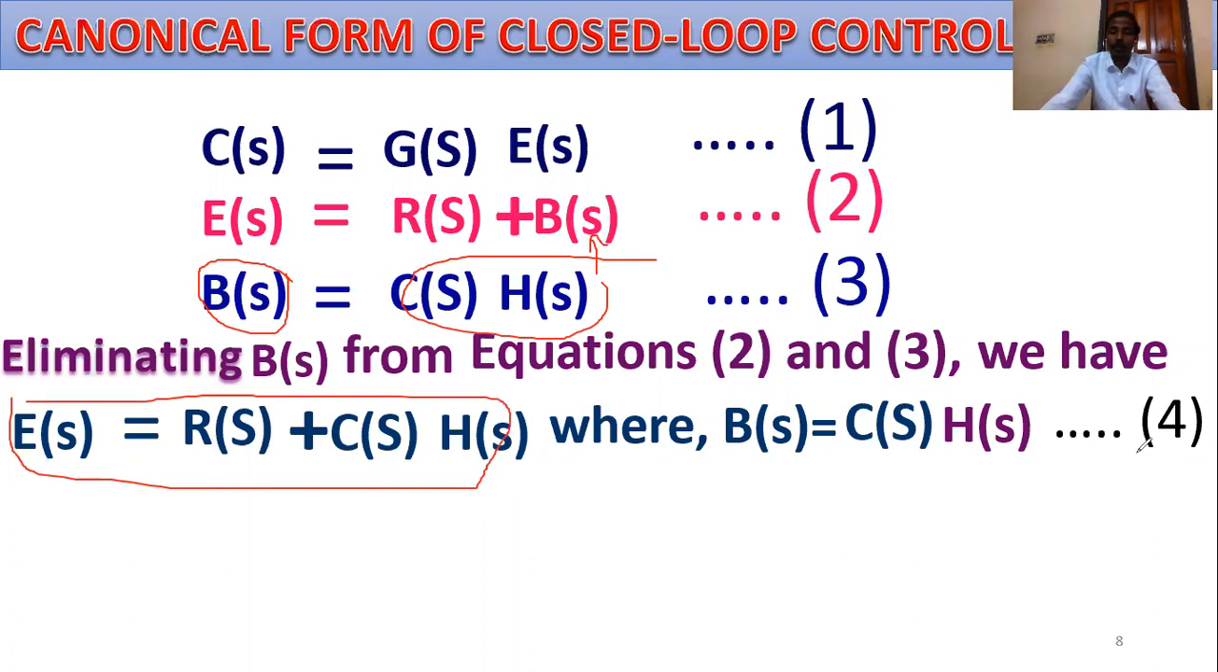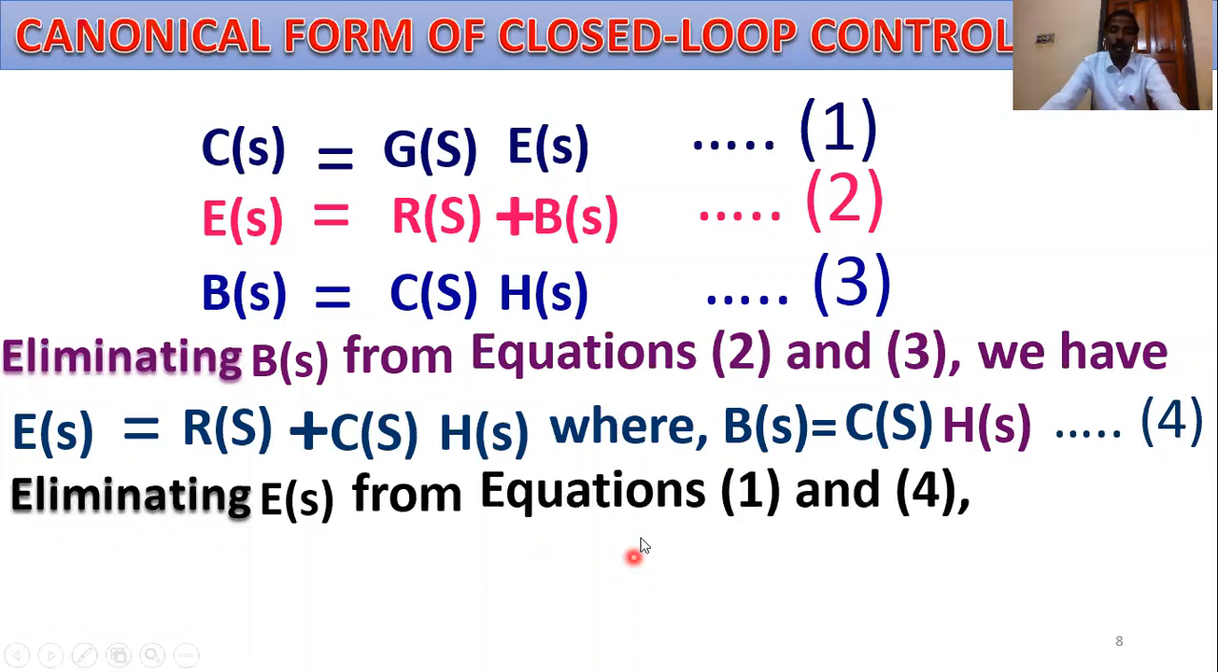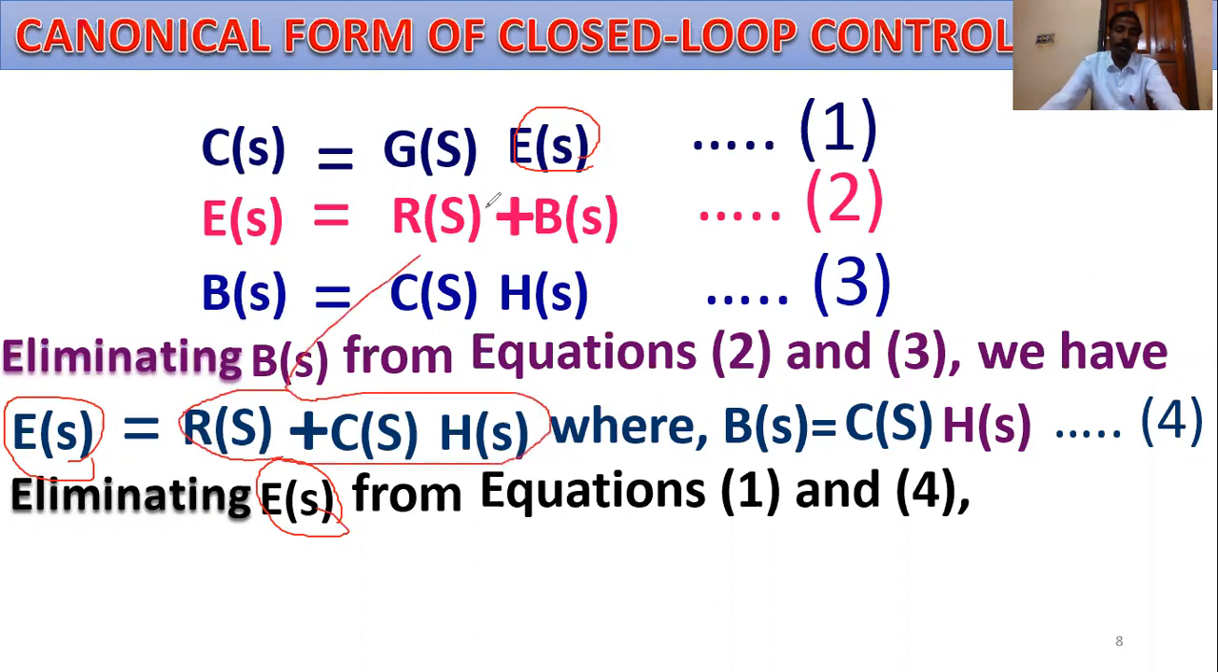Then from equations 1 and 4, eliminating E(s). This is equation 1 and this is equation number 4. Eliminating E(s), that means this is the E(s) for equation 4 and this is equation 1, and this is the E(s). Put here E(s) equivalent to R(s) plus C(s) into H(s). This is the value of E(s). Put here.